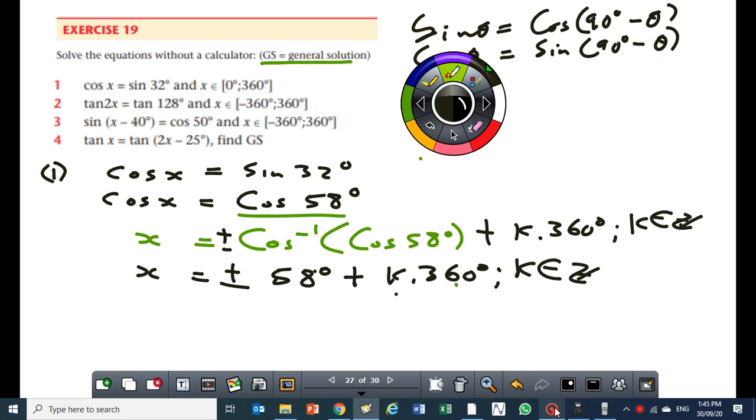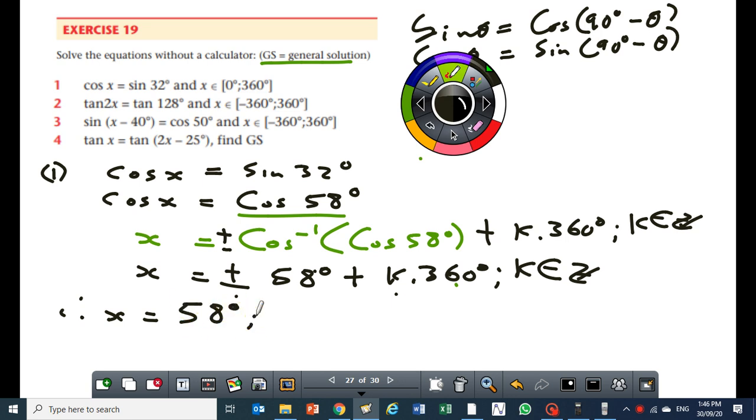We want our x to be between 0 and 360 inclusive. So we start with k equal to 0. Therefore x will be equal to, now these are our solutions. If I put k equal to 0 here, 0 times 360 will give you 0. But I'm going to have plus or minus 58. Between plus 58 and minus 58 degrees, I want the positive of the two. So that will be 58 degrees.